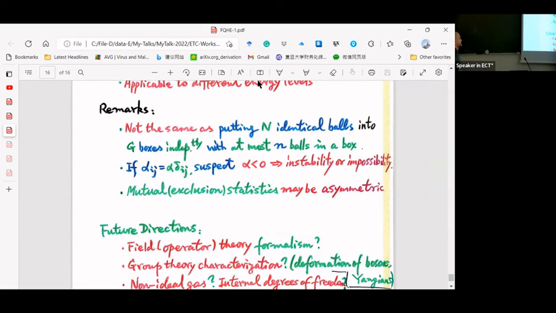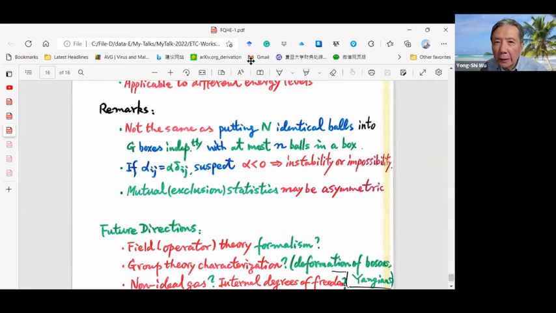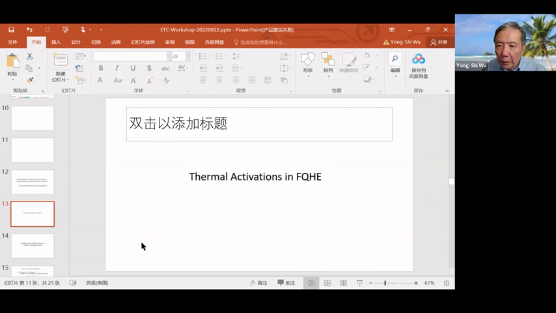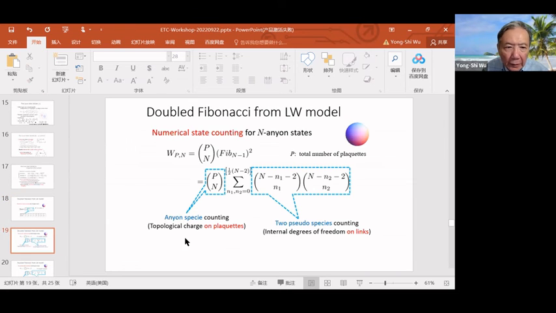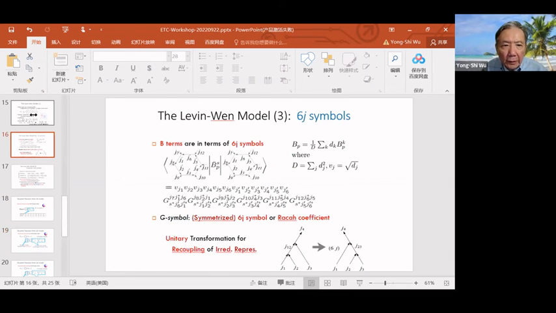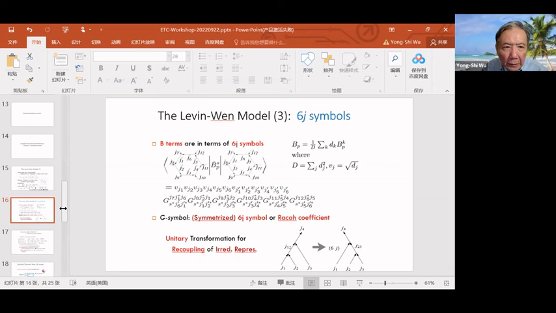Okay, let me come back to the PDF, okay? So I have some numerical results to show the validity of these assumptions, which give rise to state counting from exact diagonalization.